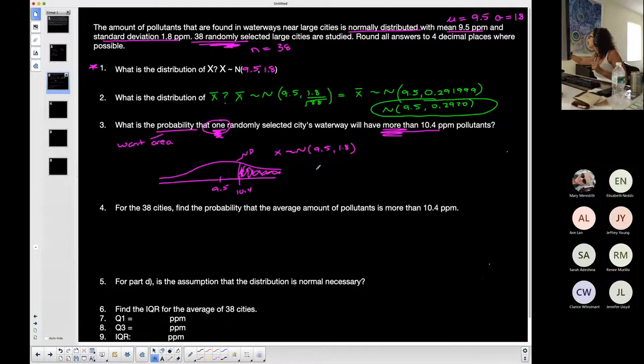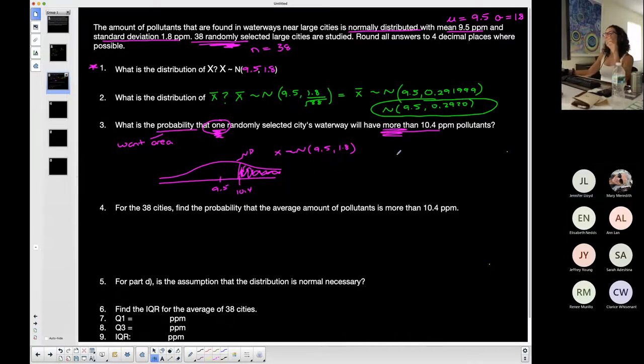Make sure I have my chat up to me. Was that where you could just do one minus? Yes, depending, but which one do I need? Do I need normal CDF or do I need inverse norm? It depends on which of those I'm using. I can't remember. Okay, so this is important.